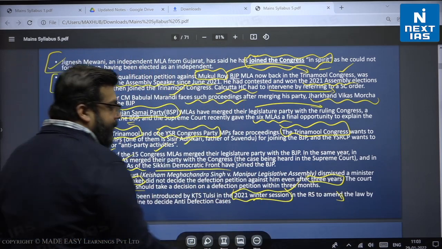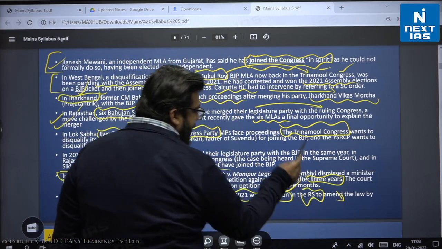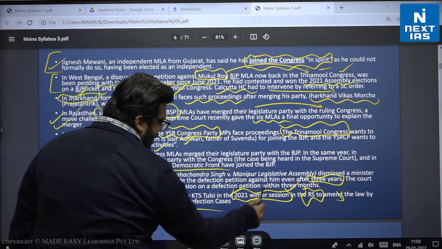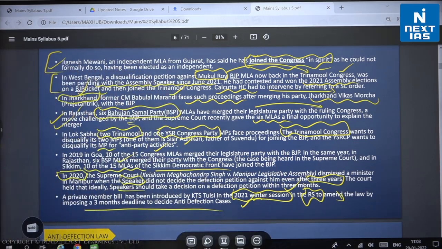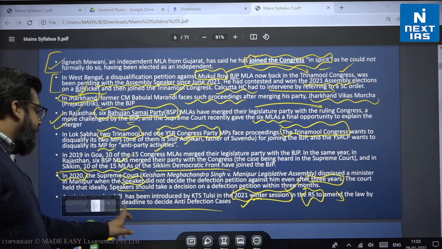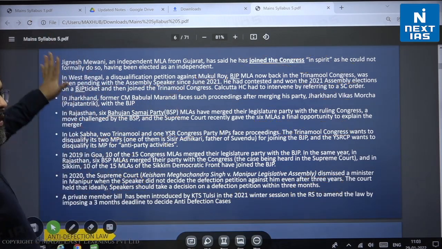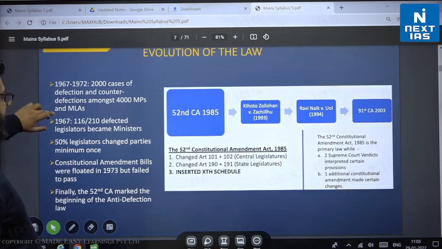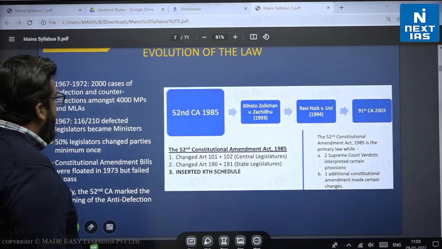So in the Rajya Sabha, KTS Tulsi has introduced a bill saying that we should have a 3 months deadline for anti-defection cases. So this is why anti-defection law becomes very, very important. This is what has been happening in the country for the last 1-2 years. अब ध्यान से समझो कि ये लॉ बना कैसे, ये क्या हुआ, कहाँ से हुआ, ठीक है.